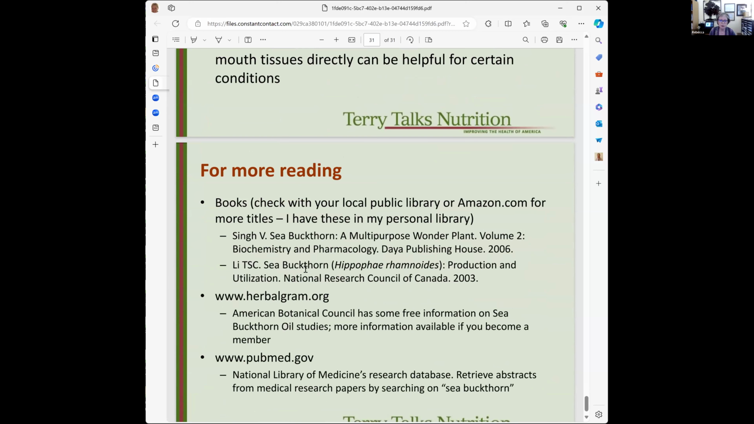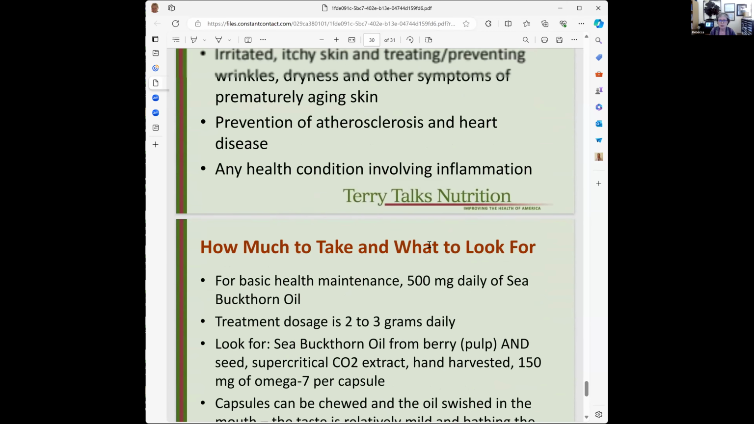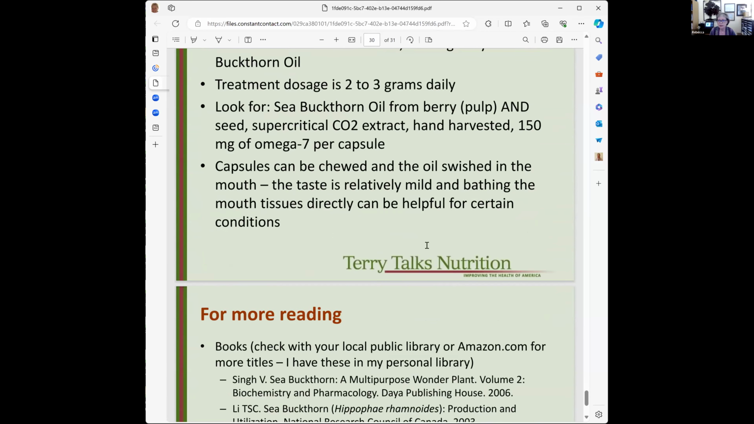And here's some books for more reading. Well, I'm going to have to get that one. Sing versus Sea Buckthorn, a multi-purpose wonder plant. Oh, yes, I have to have that. Well, just have to see where I can cram another bookcase. All right.